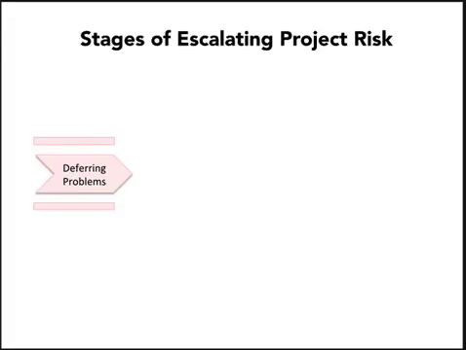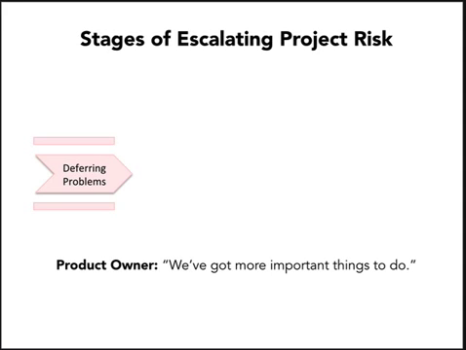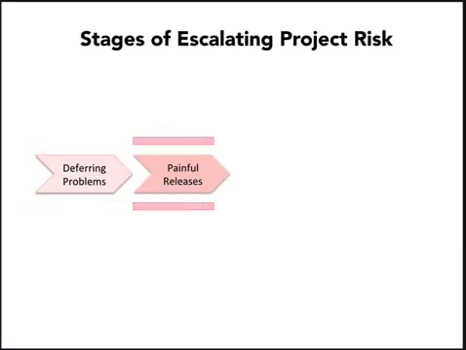So things start off okay, but our problems are invisible. They're hard to measure, hard to explain, and there's a lot of features to deliver in not much time. So we bring up our concerns to the product owner, but they're like, we've got more important things to do. So then we keep deferring the problems. And as the problems grow, our releases start to get painful and chaotic. And we'll be down to the wire and the software will be broken.